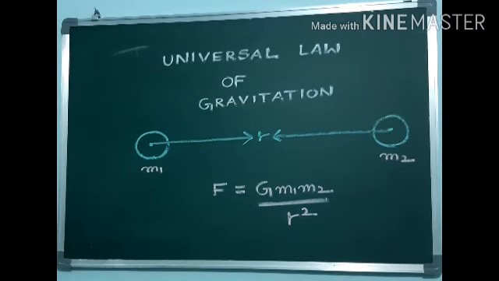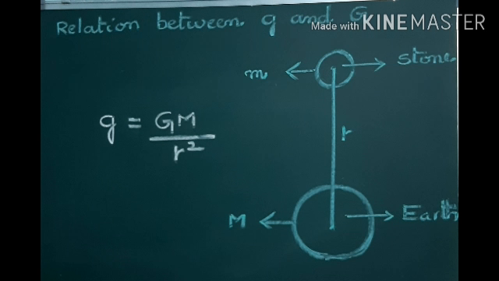As a part of recapitulation in the gravitation lesson, first I introduced the universal law of gravitation: when two objects having masses m1 and m2 are separated by distance r, the attraction force between them is F equal to G m1 m2 by r square, valid everywhere in the universe. And another equation, the relation between small g and capital G. Small g means acceleration due to gravity and capital G is the universal gravitational constant. Here, m is the mass of the stone separated from the center of the earth. The final formula is small g equal to capital G m by r square.